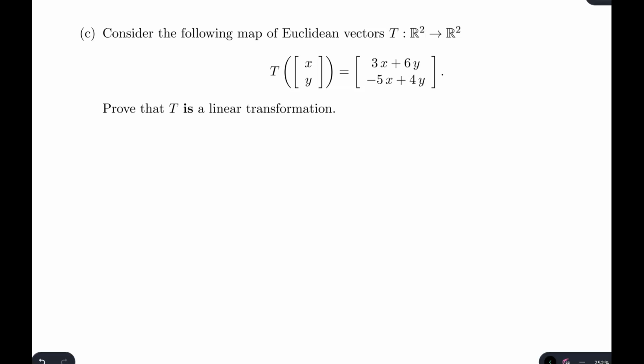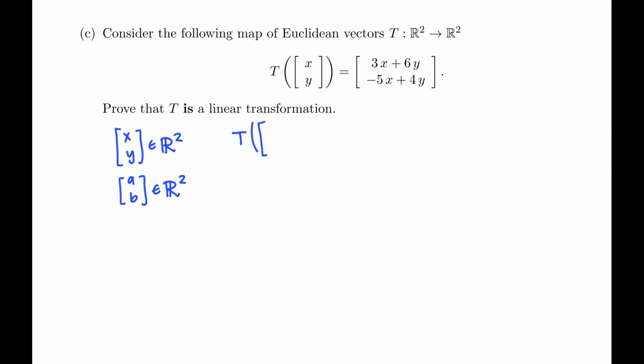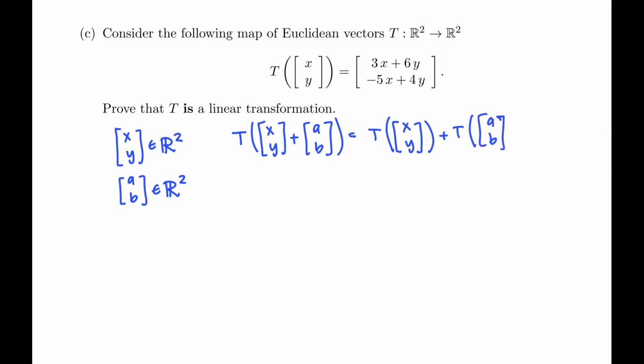So we can choose two vectors and they need to be general vectors. So we'll use something like x, y from R2 and a, b, same. And let's go ahead and do vector addition first. So I'm going to state what I'm hoping to show. I would like to show that if I do this vector addition first, that I get out the same thing as if I had done the map first and then done my vector addition. All right, so we've got this setup saying this is what I want to show.